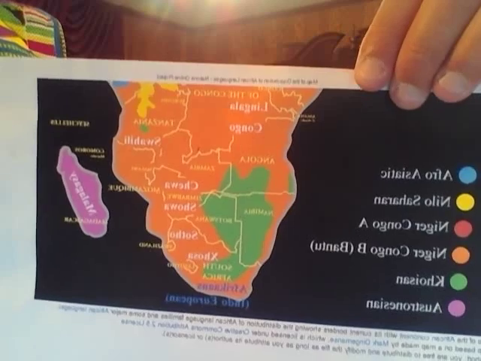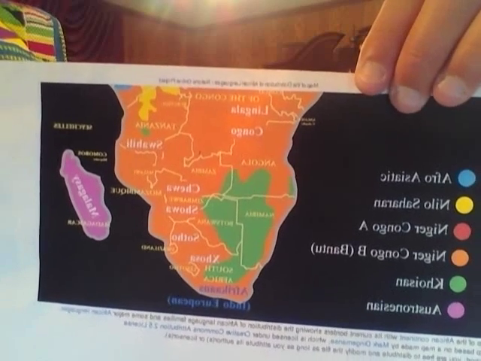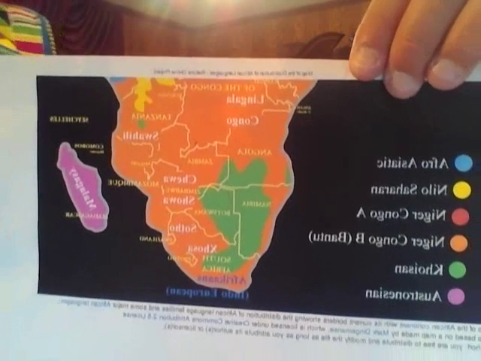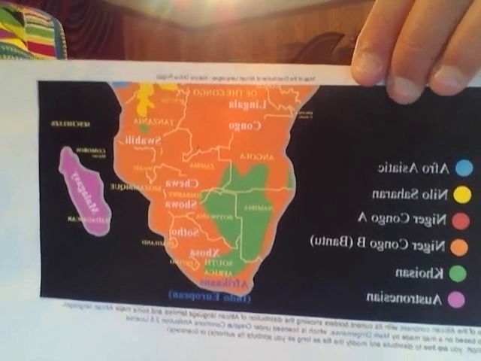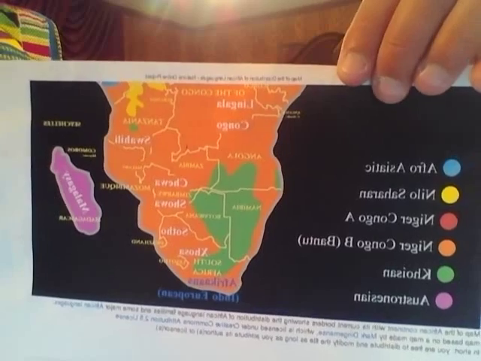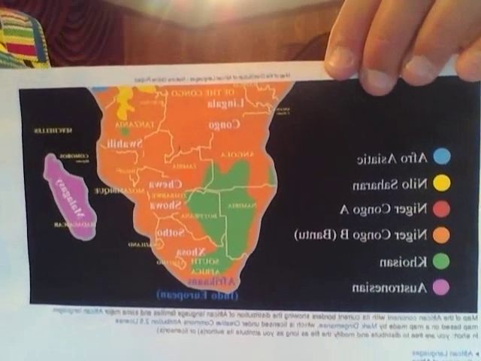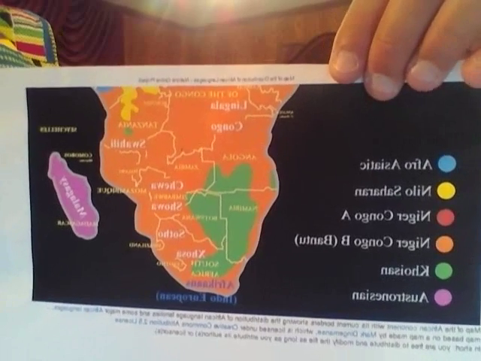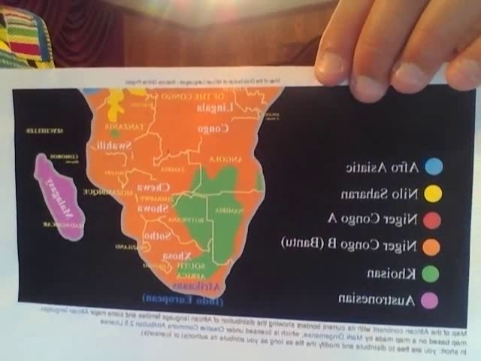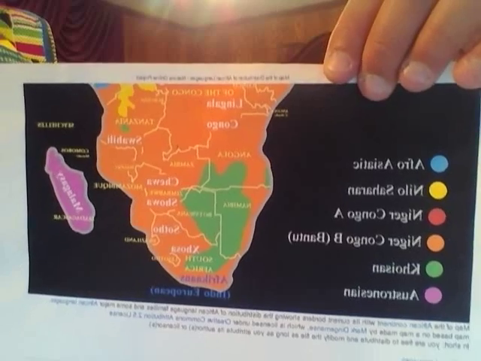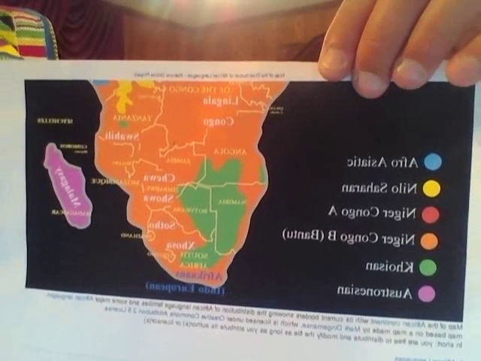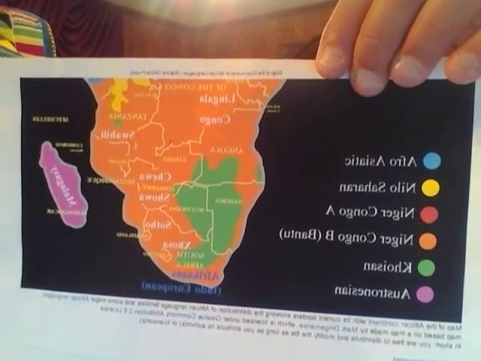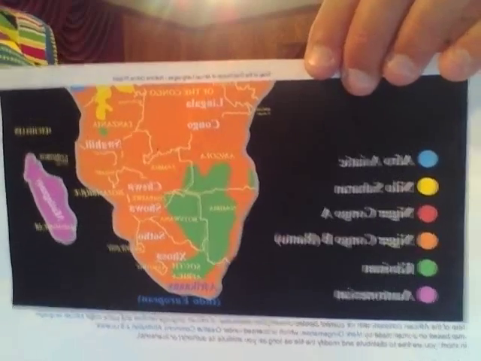The Khoekhoe people are pastoralists. The San people are hunter-gatherers. Now, over there on the island of Madagascar, that purple lavender color is the Austronesians. The Austronesians are the people that live in Indonesia. They left Indonesia, migrated, settled and colonized the island of Madagascar. They're not the original inhabitants of the island of Madagascar.